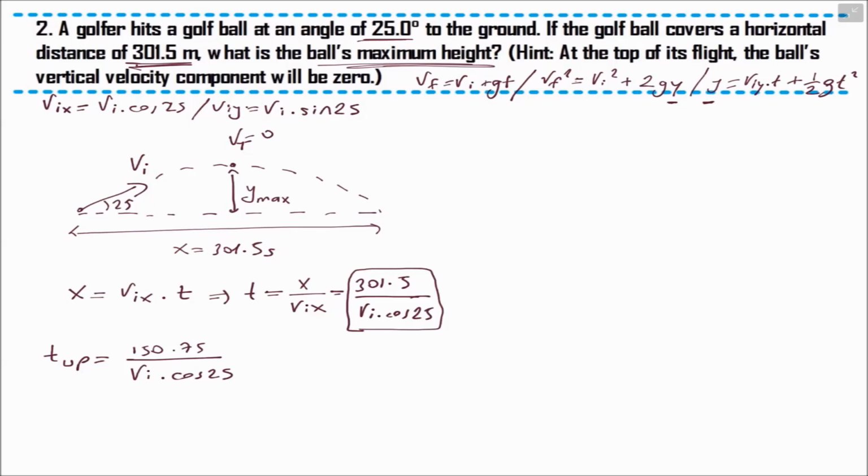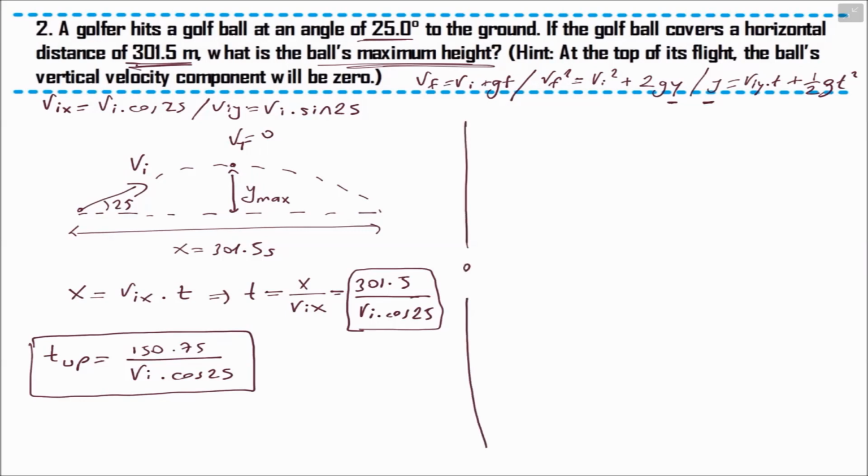And this is the time for up, the raise-up time through half of the way, we can say. Then I will use Vy final equals Vy initial plus gt. And Vy final at the maximum point is 0. Vy initial is given, and g is negative 10. It's going upward. And the time I will substitute what I find here.